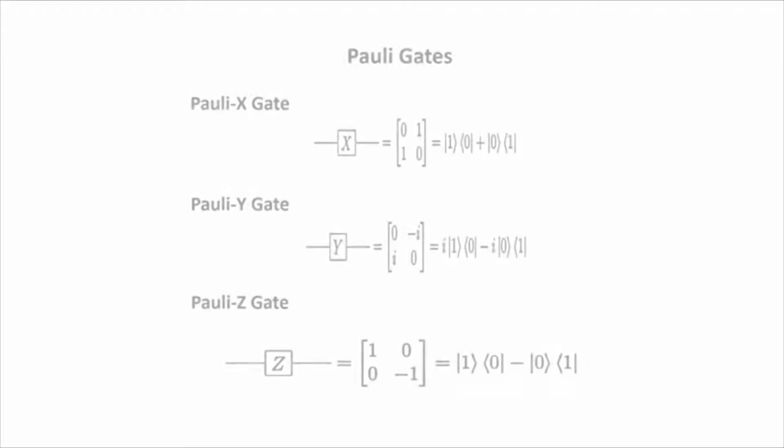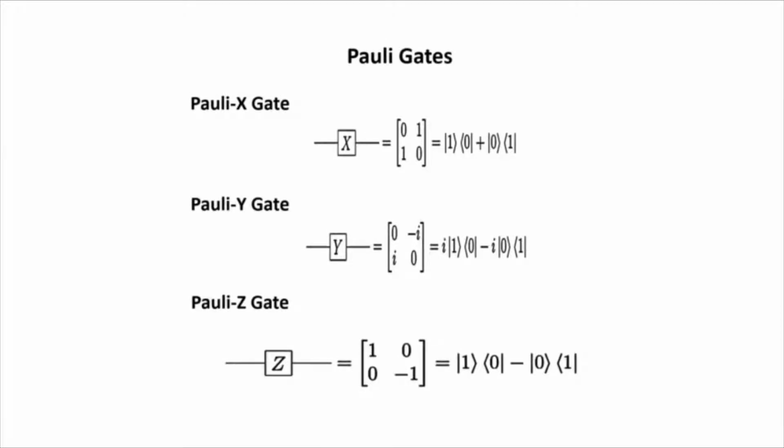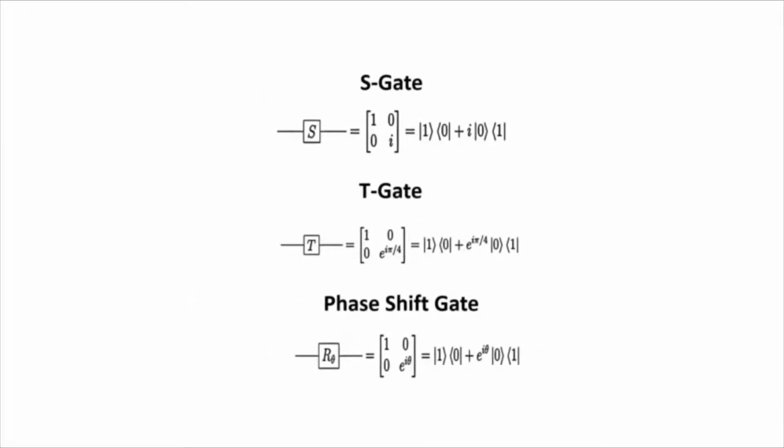The other common single qubit quantum gates are the 3 Pauli gates. The Pauli X gate switches the amplitude of the ket0 and ket1 bases. It rotates the vector along the x-axis. The Pauli Y gate rotates the vector along the y-axis. The Pauli Z gate negates the amplitude of ket1 while leaving the amplitude of ket0 the same. The other uncommon single qubit gates are the S gate, T gate, and the phase shift gate.